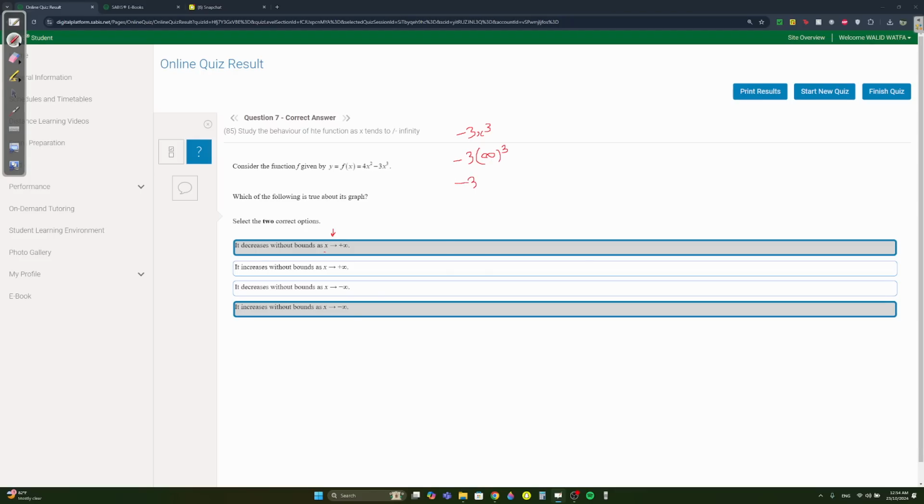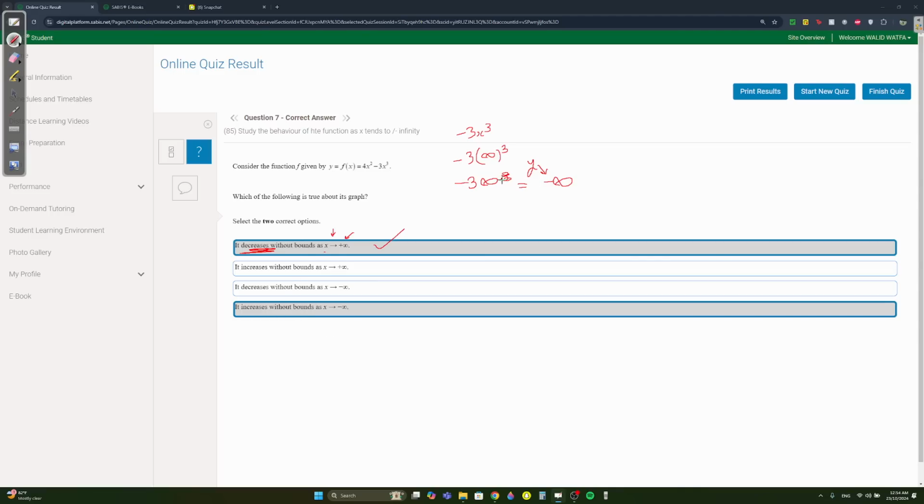What do you get? You get minus 3 times infinity cubed, as infinity cubed is just infinity. So you get negative infinity. Right? So as x approaches positive infinity, what happens? Y approaches negative infinity. So it's going to be decreasing.